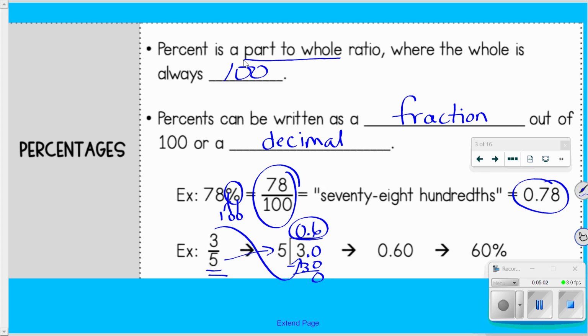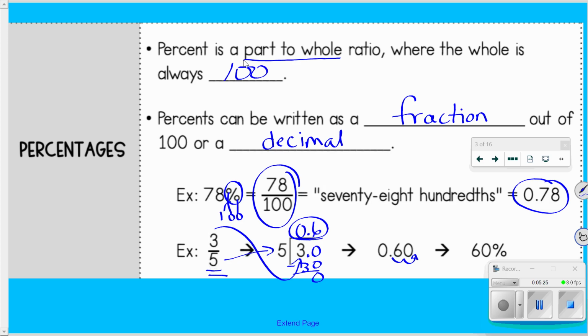But what is percent out of? 100. So can I write the 6/10 as a percent? No, it's got to be hundredths, meaning I add that 0, so 60 hundredths. Anytime I go decimal to percent, I'm just moving my decimal twice. That becomes a percent. Make sense? Questions?